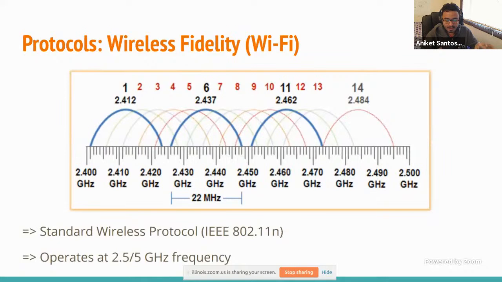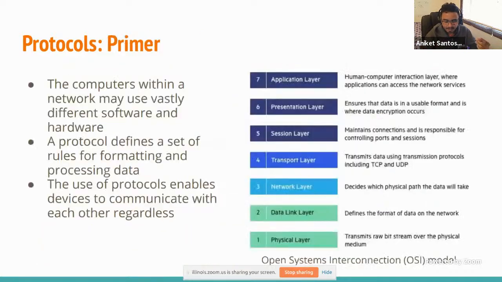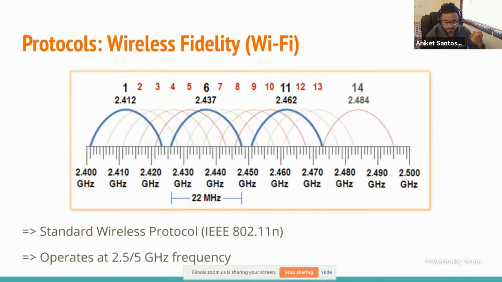So having this primer on protocols, we'll simply dive into one of the protocols which we see in real life. I'll just touch upon it briefly. One of the protocols which we all are familiar with is Wi-Fi. And Wi-Fi essentially works on the last two layers, the data link layer and the physical layer. And the technical name of Wi-Fi at your home or at any point.